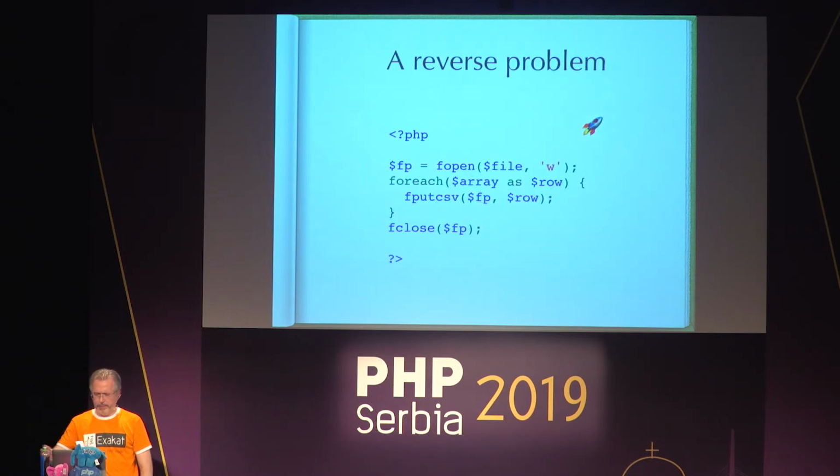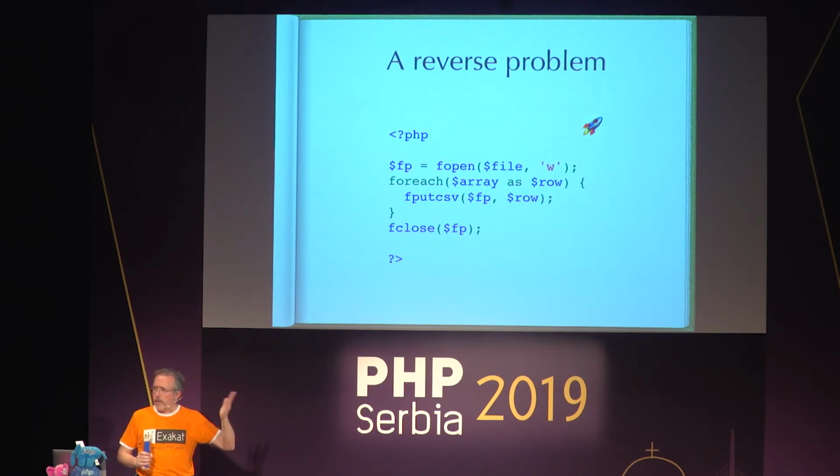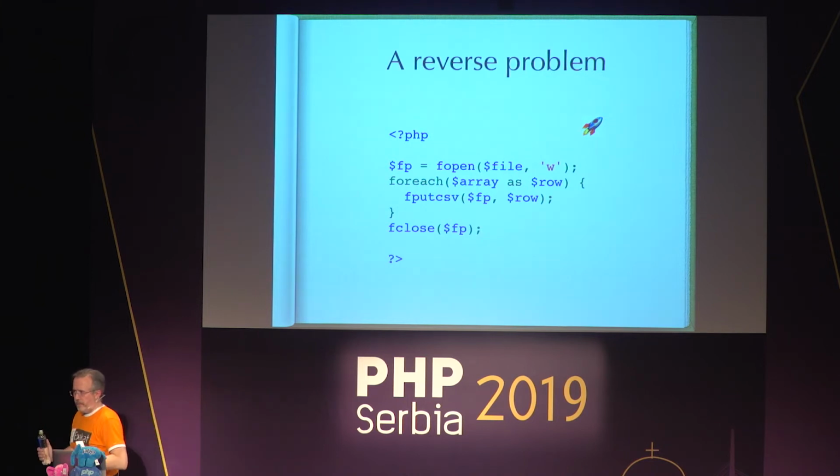Then let's move on. More interesting, here is a reverse problem from the previous one. You will understand why. What do we do here? We open a file, and we've got an array. There is no source for the array, but you can imagine an array of arrays. Very simple, that's not polluting the case. And we just scan the array and dump it into a CSV file.